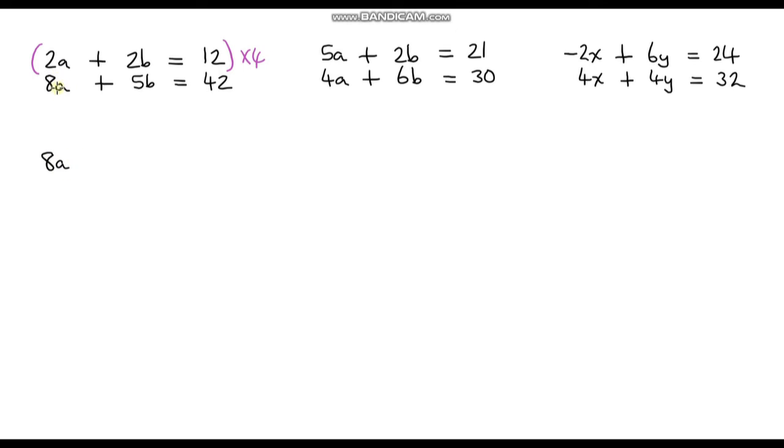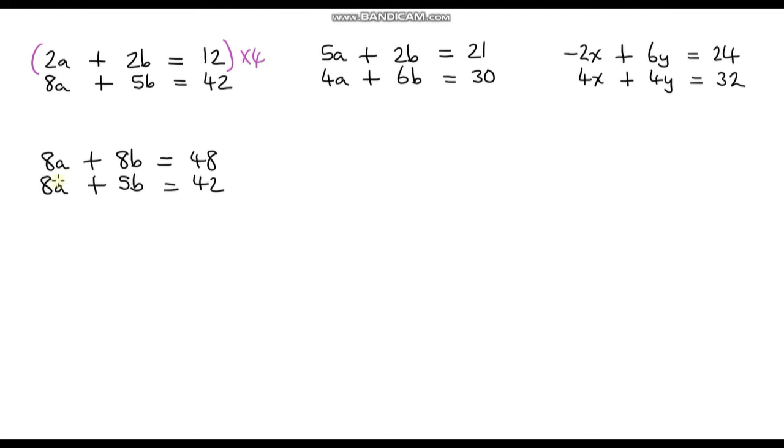And you can see now that we're going to have the same number of a's, and then plus 8b. And now if we multiply the right hand side by 4, we're left with 48. And now if we just copy down the second equation, the thing to think about is whether we add or subtract the equations.